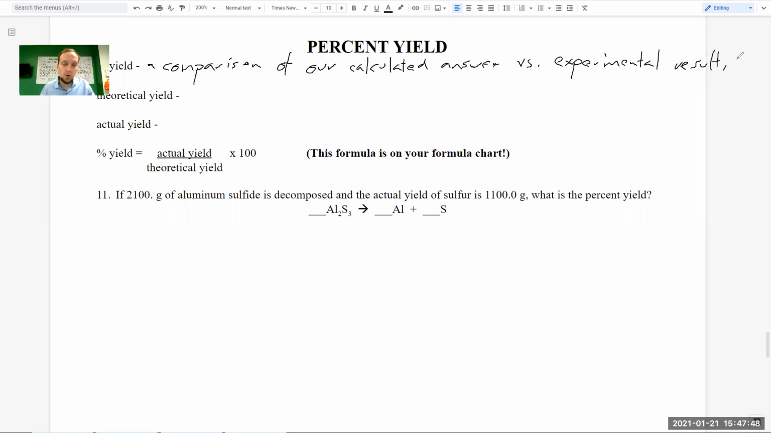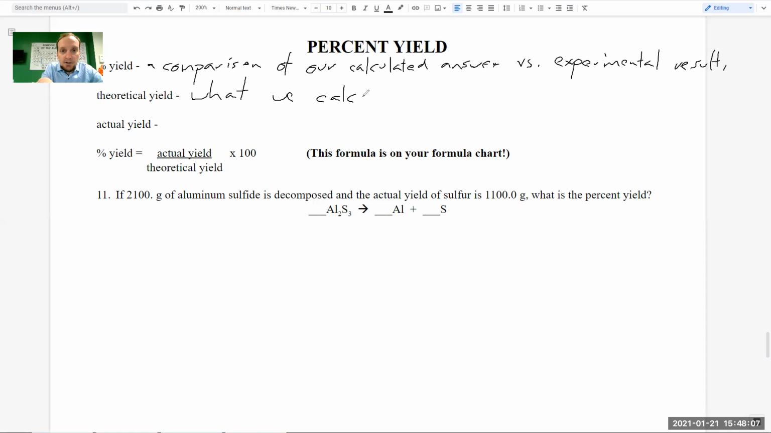just how successful or efficient a chemical reaction was. We want to say, okay, if this is what we expected to get, how much did we actually get from the real experiment in the real world? So to do that, we're going to compare what's called the theoretical. The theoretical is what we calculate.